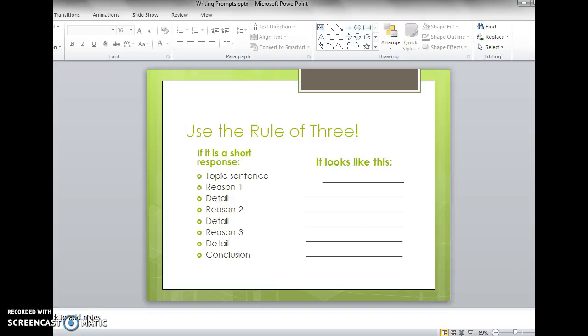If you've only been given a short amount of space to do your writing, use the rule of 3. That would basically be a paragraph in which you make sure that you have a topic sentence, 3 reasons, and for each reason that you give a detail and a conclusion.